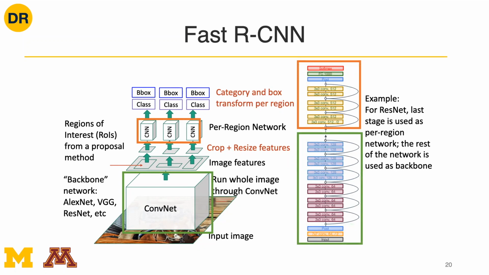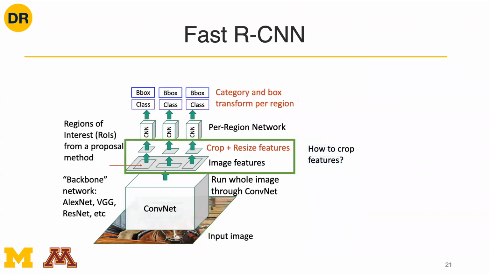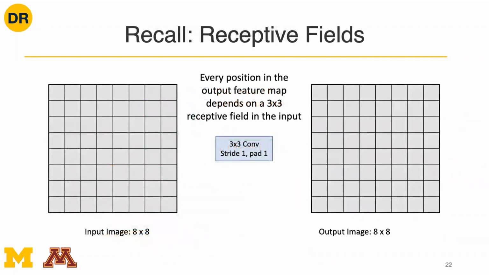So now I think you should still be wondering, how do we do this cropping and region extraction in the feature space? So how do we do crop in the feature space? To do that, we will go back to the concept that we saw earlier, which is receptive fields. So in this particular example, you have the input image, which is of 8 cross 8 dimension. And it goes through a convolution layer, which is 3 cross 3 with stride 1 and padding 1. You get an output image of 8 cross 8, right?